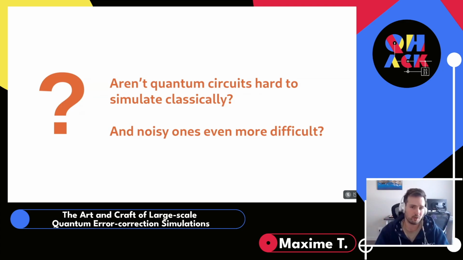And if this was false, there would be no quantum advantage. We could just build a really big classical computer and then simulate an arbitrary quantum circuit. Of course, this is not the case. We cannot do that. Another question that you may ask is that noisy circuits should be even more difficult to simulate, so that doesn't seem too good for simulating error correction. Intuitively, we may think that it's impossible to scale to large systems.